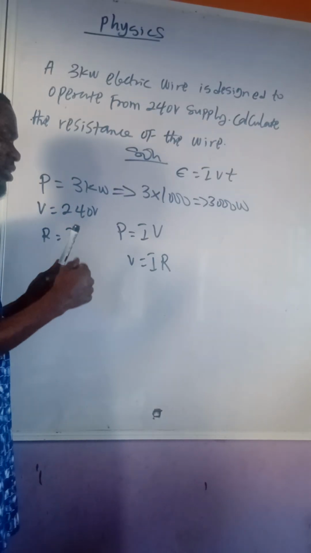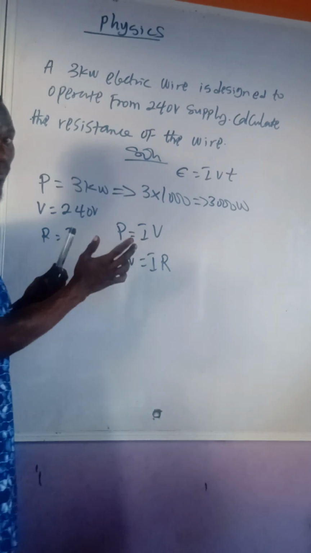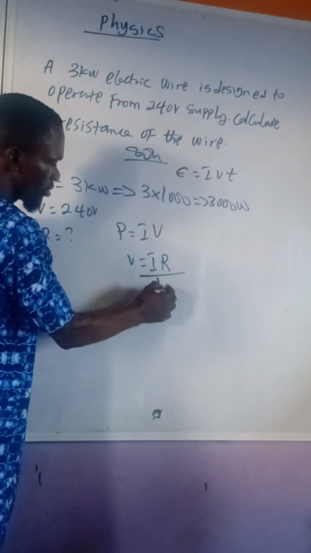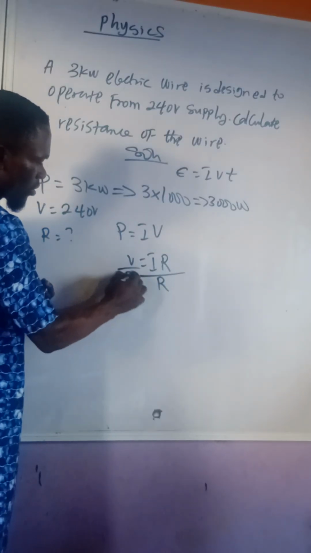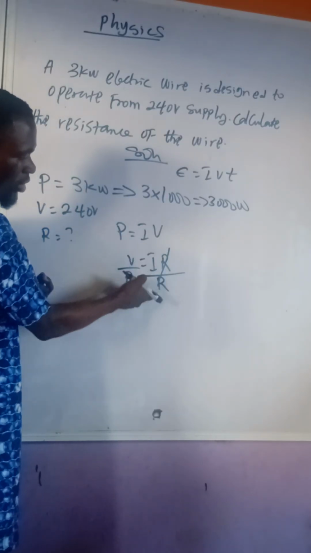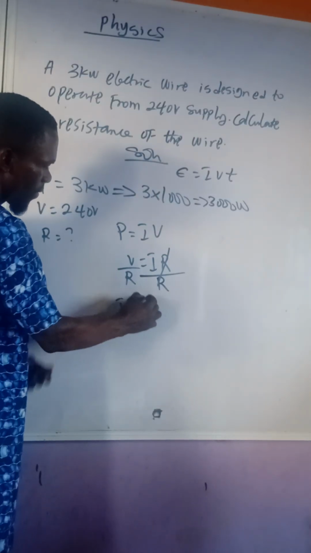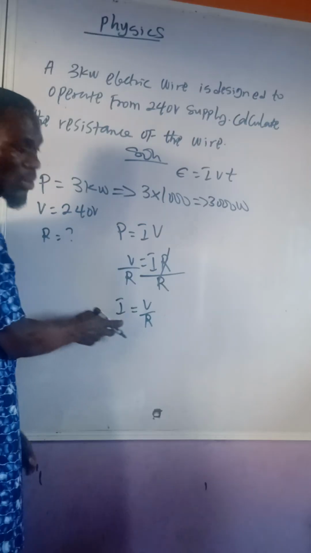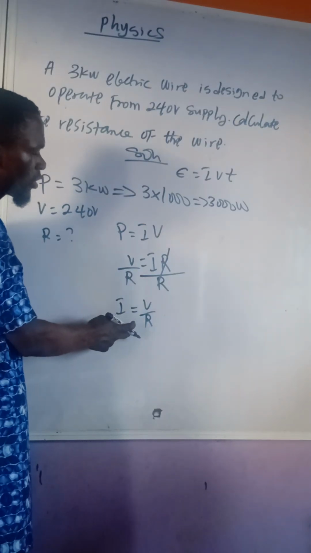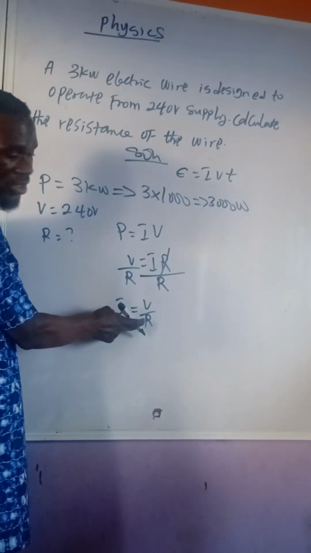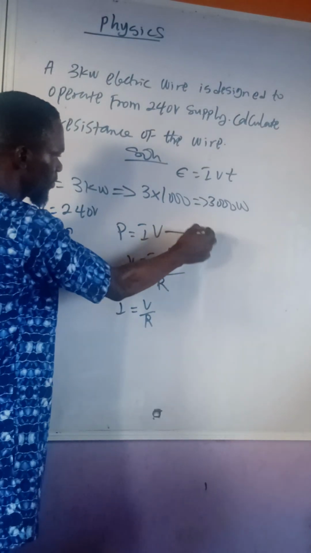In this case we don't need current, and we need to find resistance. That means we need to introduce resistance into the formula here, which means we are going to make current the subject. So we have to remove the resistance first so that the current can stand on its own. We now have current equals volt over resistance. Now when you have current as volt over resistance, you replace current with volt over resistance in the power formula.